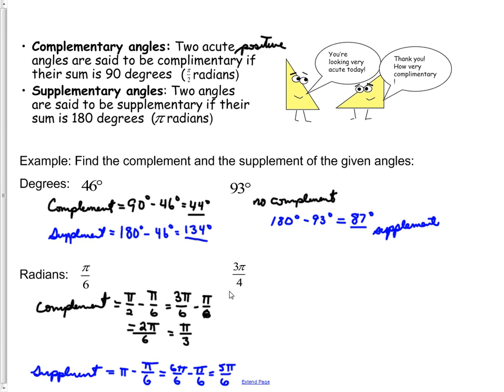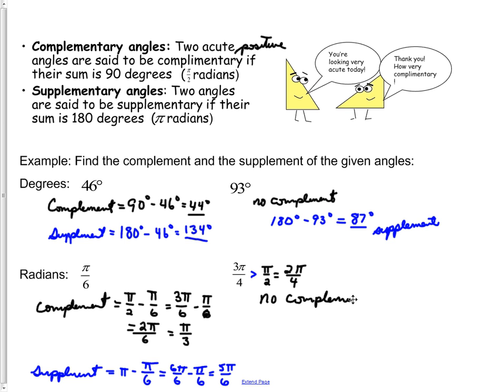Okay, can we get a complement for 3 pi over 4? Well, the answer to that, of course, is no, we can't, because 3 pi over 4 is an angle that's greater than pi over 2. If you wanted to compare them, you could say, well, pi over 2 is 2 pi over 4 when you rewrite it with a denominator of 4. And so 3 pi over 4 is greater than that. So we would say, again, there's no complement here.